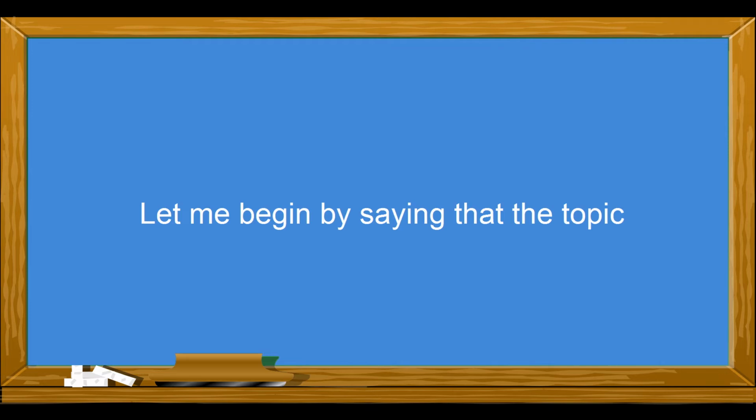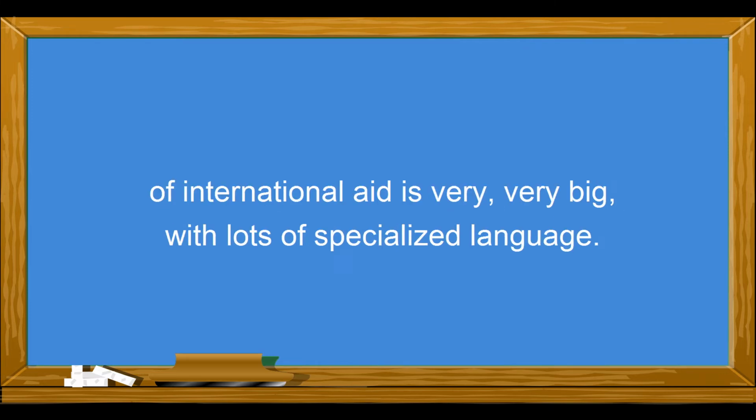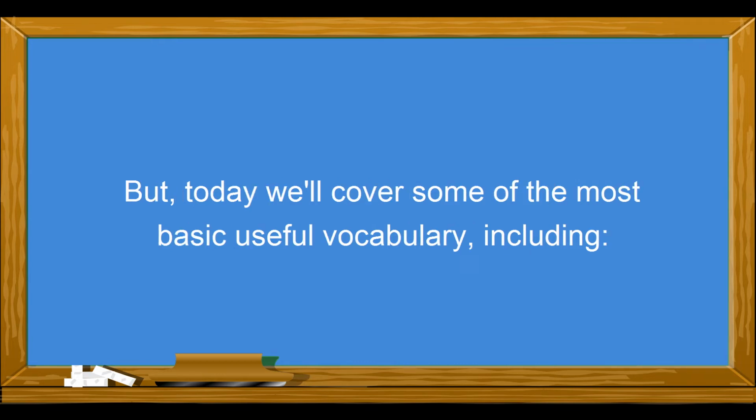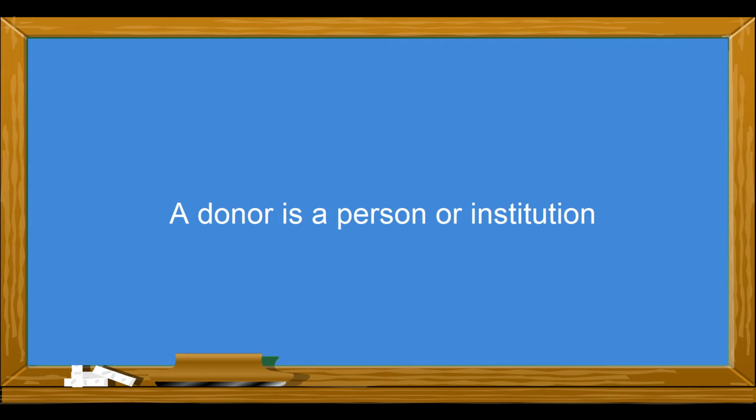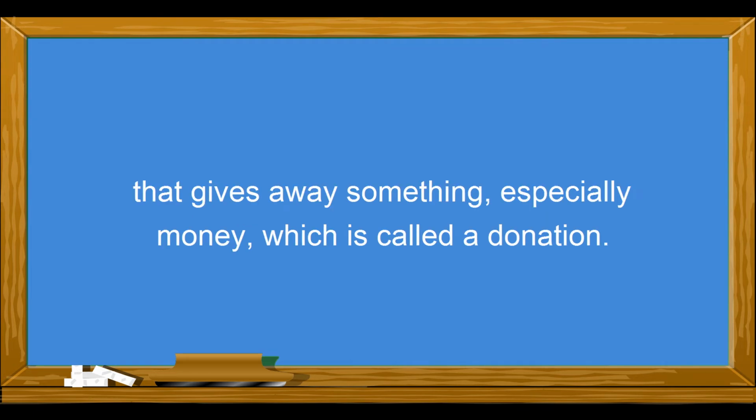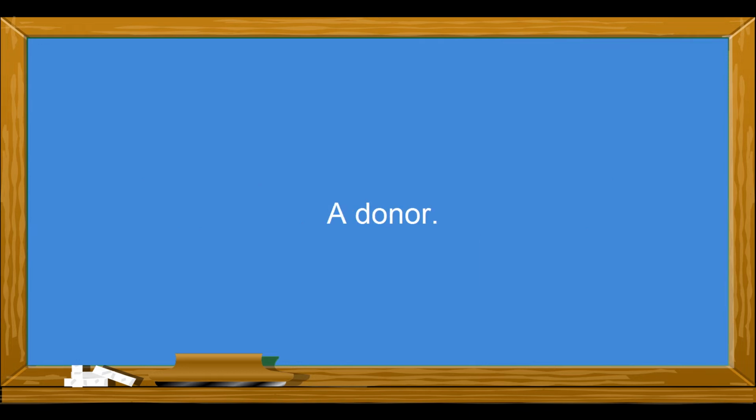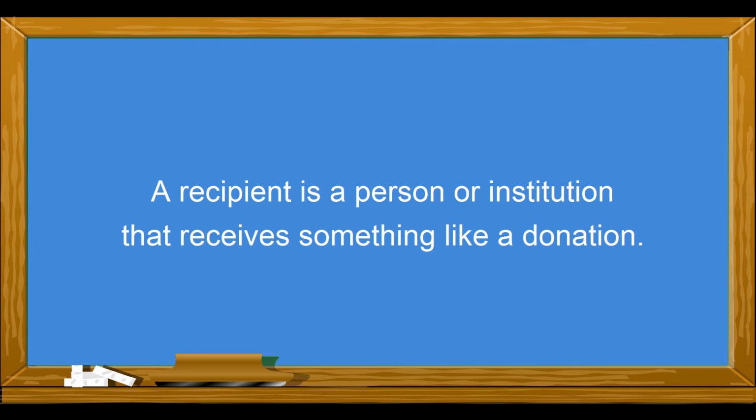Let me begin by saying that the topic of international aid is very, very big, with lots of specialized language. But today we'll cover some of the most basic, useful vocabulary, including donor. A donor is a person or institution that gives away something, especially money, which is called a donation. Recipient. A recipient is a person or institution that receives something, like a donation.